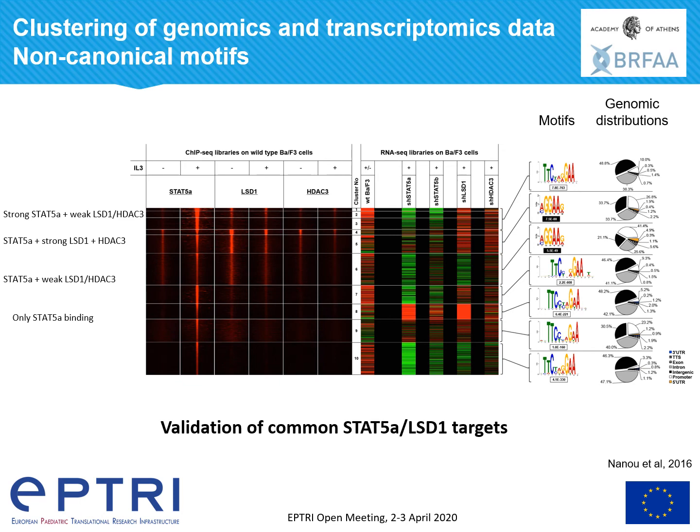And then we performed motif analysis, and in all cases we detected the canonical TTCnnnGAA STAT5A motif, and only in two clusters, with strong LSD1 and HDAC3 binding and weak LSD1 and HDAC3 binding, we detected the half GAA STAT5A motif, and these clusters were in a higher percentage located in promoter regions.